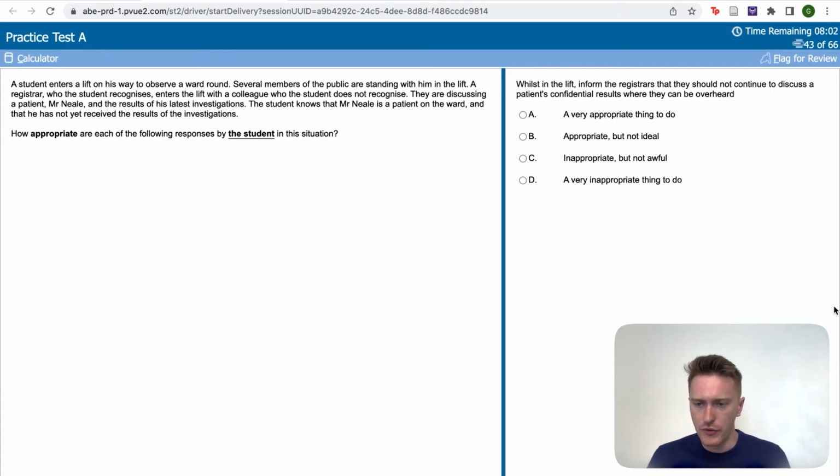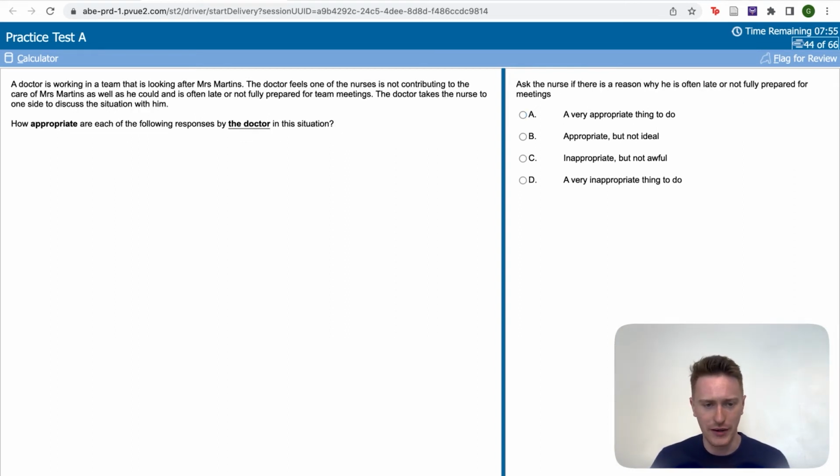Whilst in the lift, inform the registrars that they should not continue. Yeah, absolutely. Tell them off, but in a polite way. Essentially, that's a very appropriate thing.